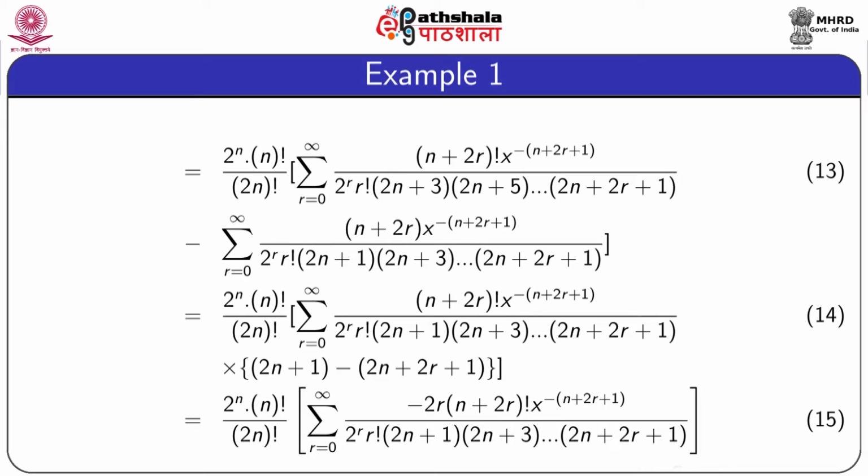gives equation number 15, which is equal to 2 to the power n into n factorial divided by 2n factorial, summation r equal to 0 to infinity, minus 2r, n plus 2r factorial x to the power minus n plus 2r plus 1 divided by 2 to the power r factorial, 2n plus 1, 2n plus 3, dot dot dot, 2n plus 2r plus 1.